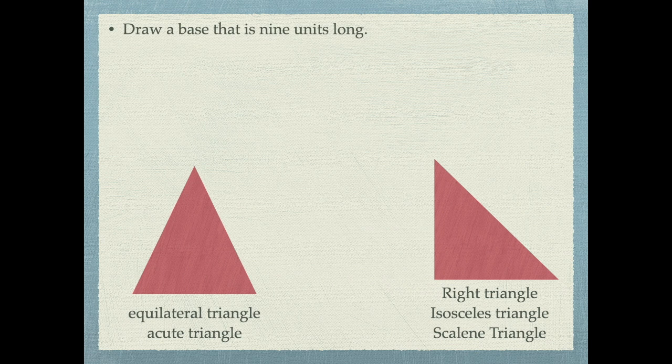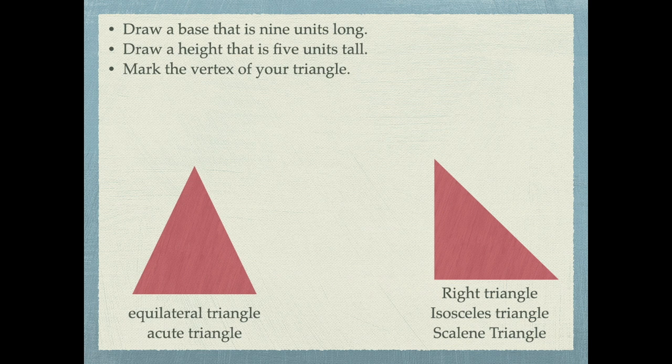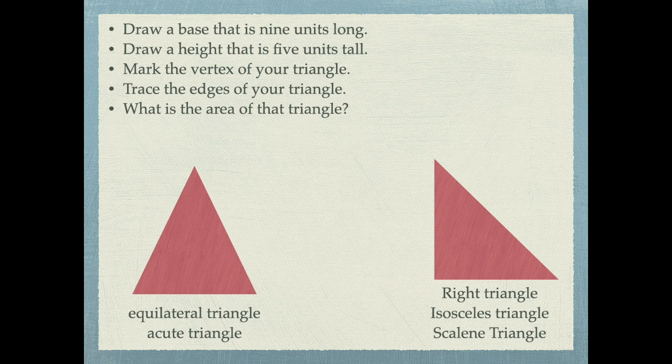I want you to draw a base that's 9 units long. I want you to draw a height that's 5 units tall. Mark the vertex of that triangle. Trace the edges of that triangle. And pause the video now and tell me what's the area of that new triangle. What is the name of the triangle you just made? Is it equilateral and acute, or is it a right triangle?